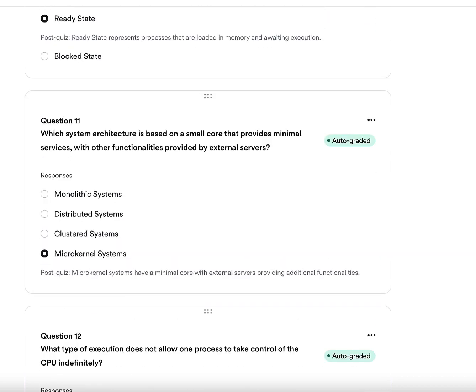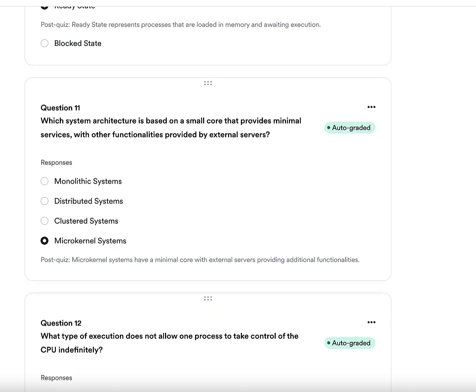Question 11, which system architecture is based on a small core that provides minimal services with functionalities provided by external servers? Oh, we heard that question before. A, monolithic systems. B, distributed systems. C, clustered systems. Or D, a microkernel system. Yes, you're correct. It is D, a microkernel system. They have a minimal core and their external servers provide them additional functionalities, like we talked about with memory in the last one.